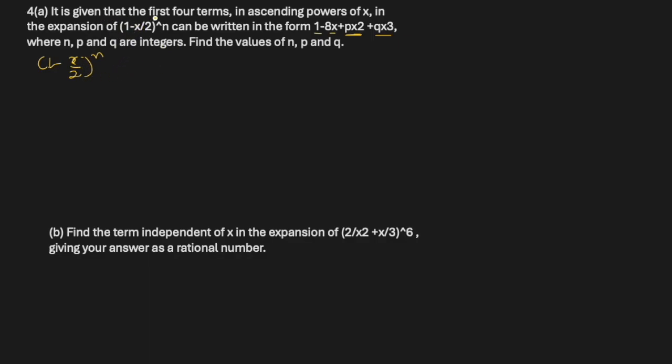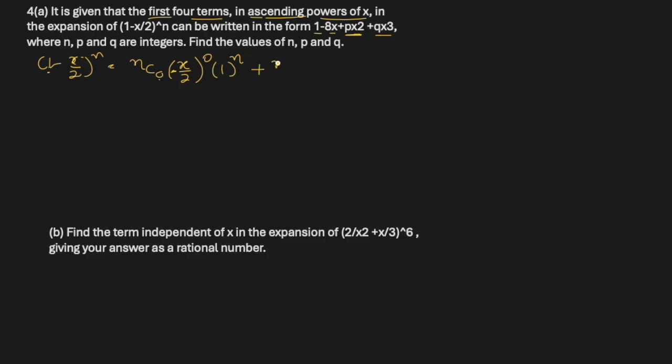Okay, so they're saying first 4 terms. So what will be the first term? Let's expand this. When we write the first term, we start with nC0 and give the power 0 to the first term. However, since we want ascending powers of x, we will give that power 0 to 1, rather than to minus x over 2. Why? Because we want ascending powers of x. The 1 will be given the rest of the power, which is n.